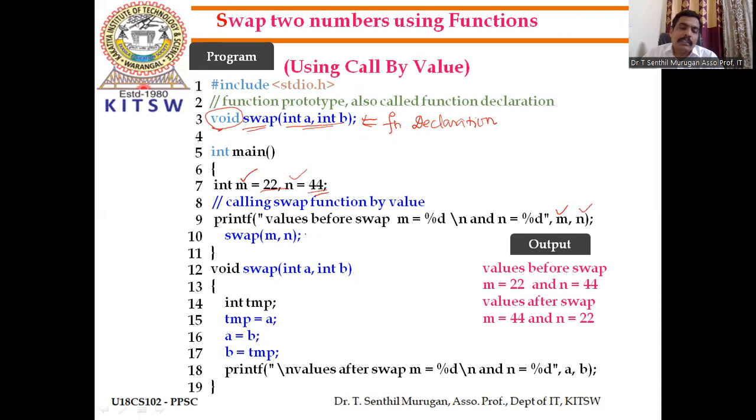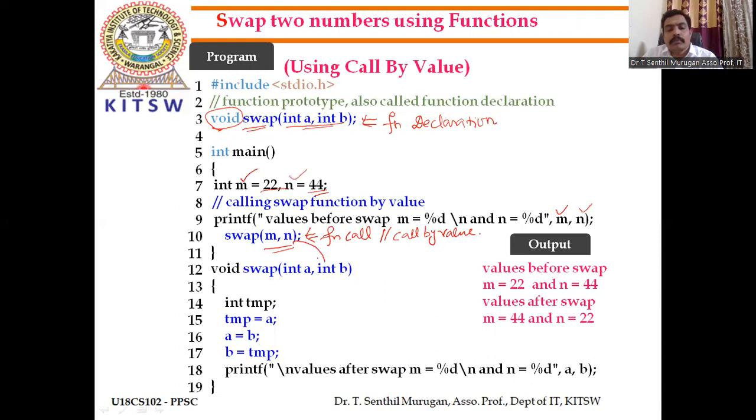After that, the function call is there. In the function call, we are passing the m value and n value. That's why we are saying this is call by value. We are calling the function with values. This is call by value.